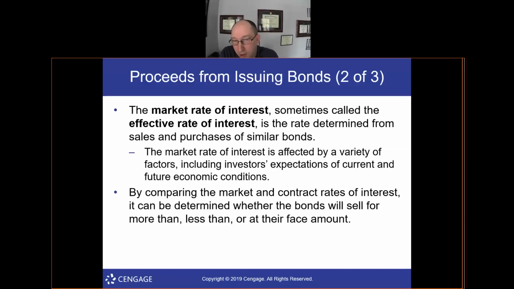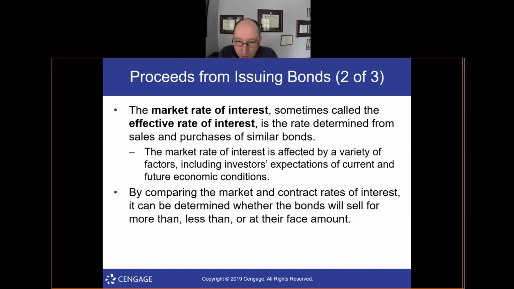Comparing the market and contract interest rates can determine whether the bond will sell for more than or less than its face amount. Think of it this way. The value of something, like your house or your car, goes up and it goes down. This is based on economic conditions. Call it the market rate.